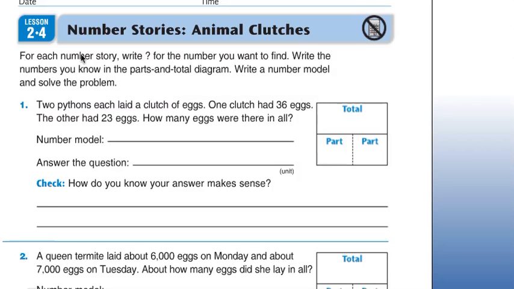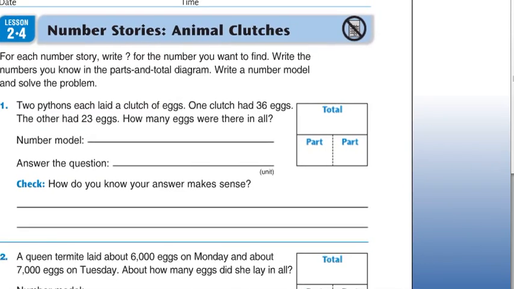All right, in our directions it said that we had to write a question mark for the number that we want to find. Since we are looking for a total amount of eggs here, we know that one clutch had 36 eggs, so part of this would be 36. One other clutch had 23 eggs, so the other part of our problem is 23. We need to know the total number of eggs that we are looking for.